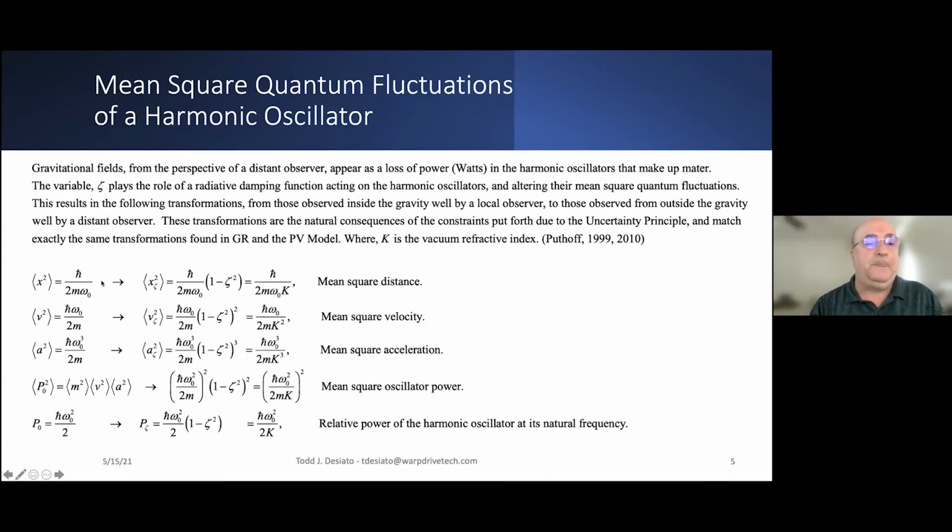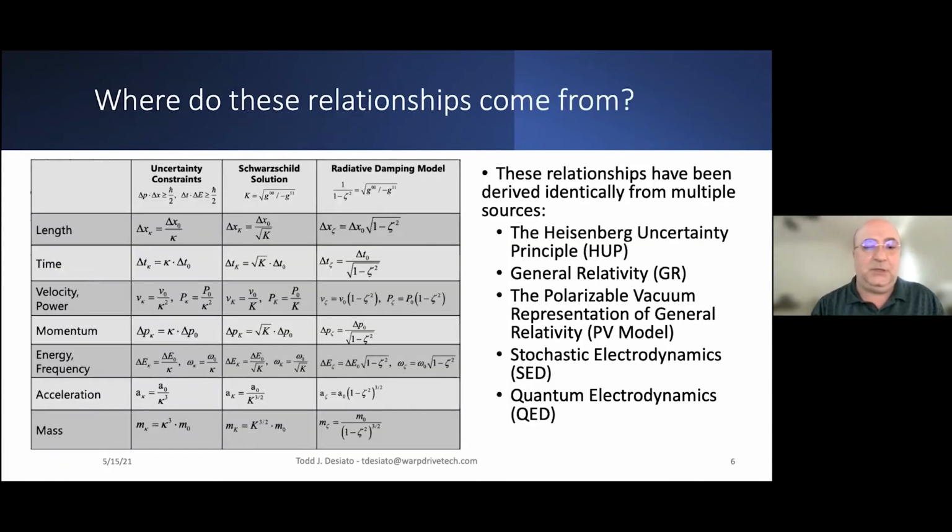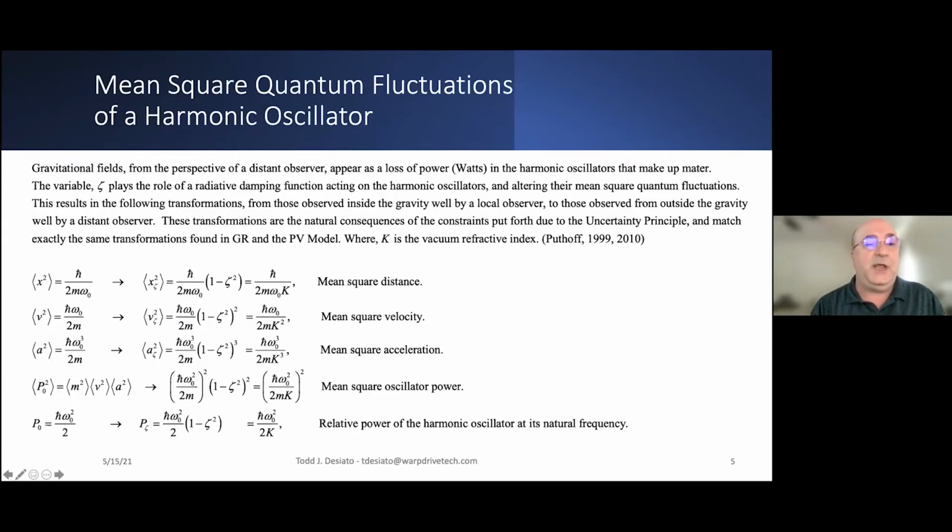Sorry, go back a slide. So we have the mean square position value, the mean square velocity, acceleration, and power. And here it is in terms of the damping function, and here it is in terms of the refractive index of the vacuum. I prefer the damping function because that's what we are going to manipulate in matter.